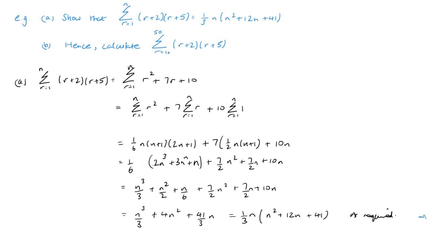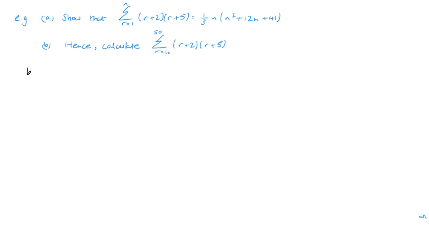Okay, so it's up here. It's a nice straightforward part A. Now part B is just using that, isn't it? So the sum of r equals 10 to 50 of r plus 2, r plus 5 is the sum of it from r equals 1 to 50 minus the sum of it from r equals 1 to 9.